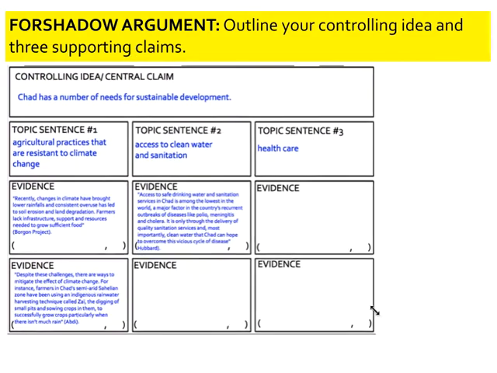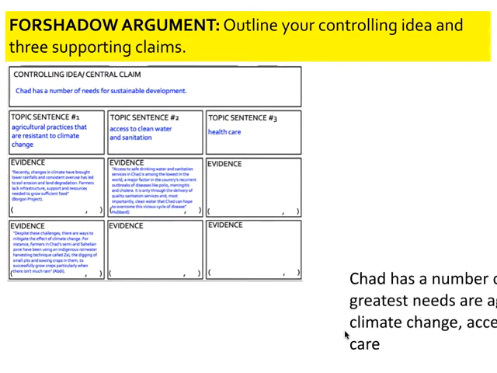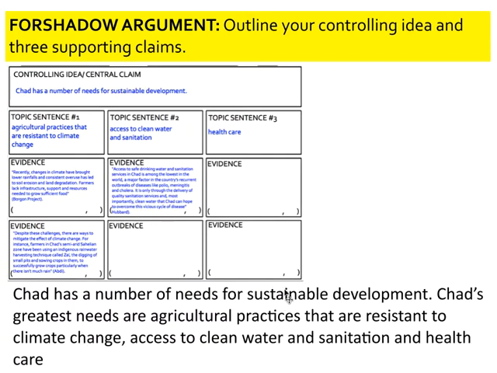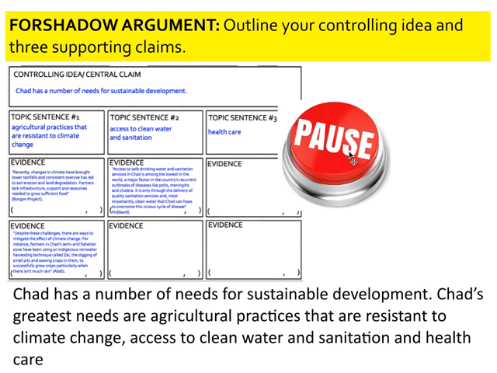So here's what it sounds like when I wrote it all out. Chad has a number of needs for sustainable development. That's my controlling idea. Chad's greatest needs are agricultural practices that are resistant to climate change, access to clean water and sanitation, and healthcare. Pause the video. Go finish your introductory paragraph and foreshadow your argument.